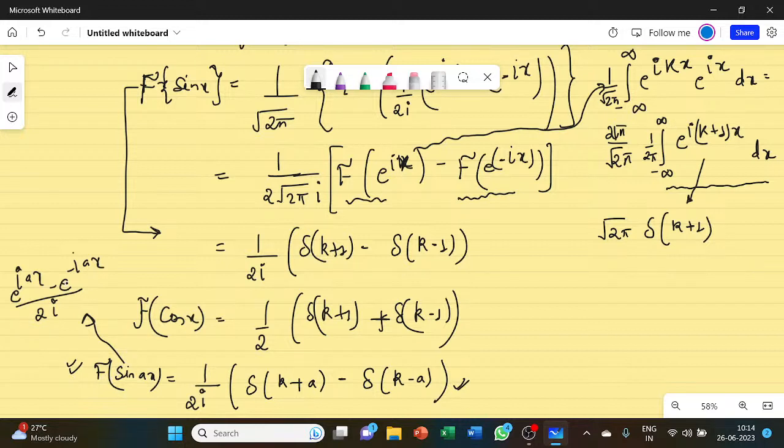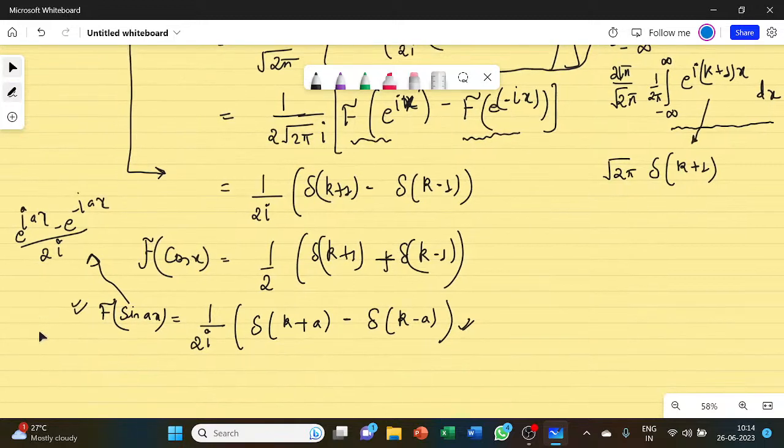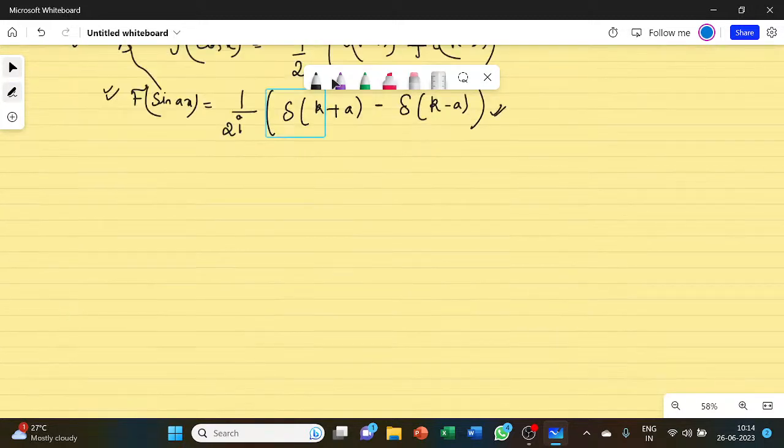Now, one of the important things that usually you will see in examinations, or it will also come: what is the Fourier transform of?